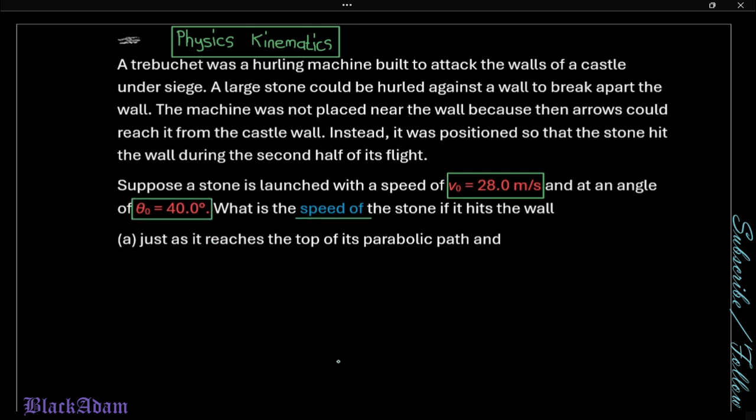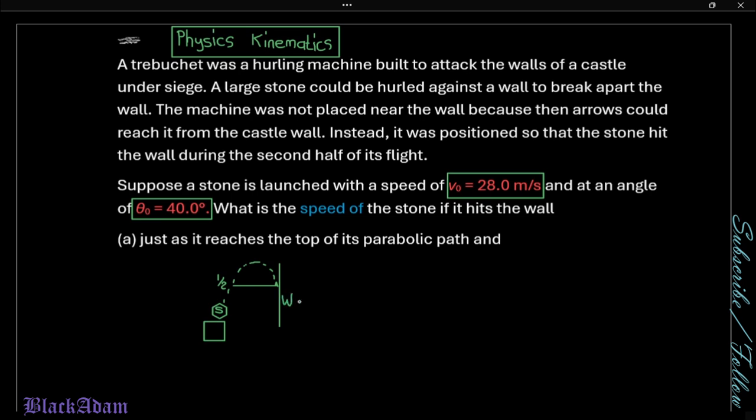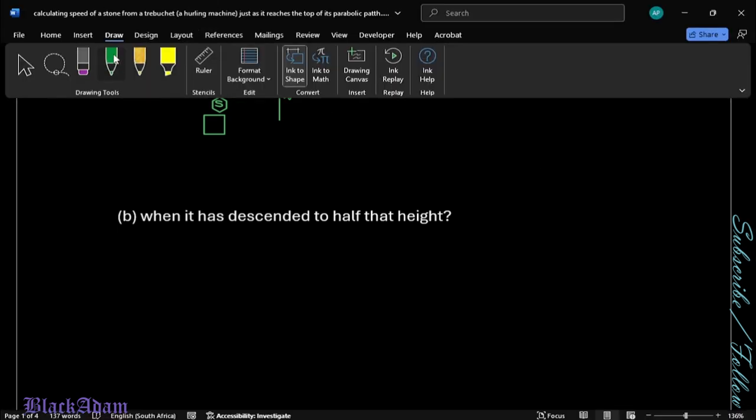The speed of the stone, that's what we need to calculate, if it hits the wall at the top, just as it reaches the top of the parabolic path. So it reaches the top, and then we have a wall. That's the halfway. So we have two halfways, the first and the second one. Now we're going to show that when you calculate. This is the stone, and that's the wall. And we require the speed as the stone reaches the top.